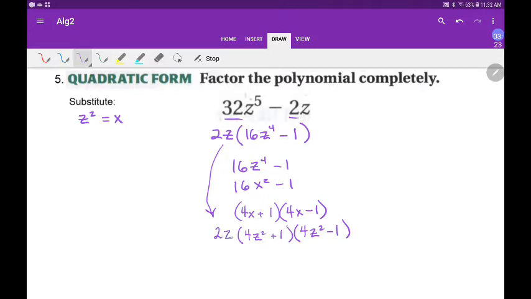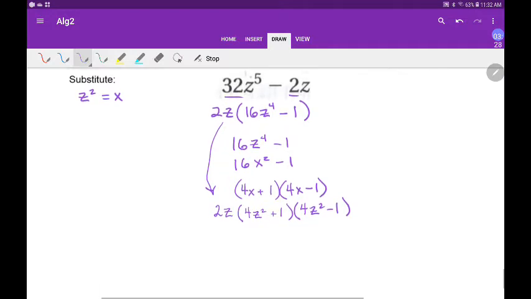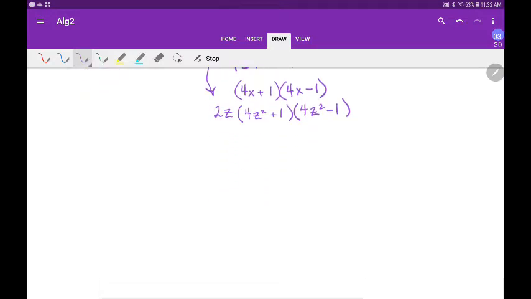And while I'm at it, let me put the 2z back out there in front. 2z. That didn't affect anything on the inside. And then I say, wait a minute. There's still some work to be done here. Because this is the difference of two squares again. So I can factor this into 2z squared, not z squared, sorry. 2z plus 1, same as I did before. And 2z minus 1. So if I can keep on factoring, I'll keep on factoring.